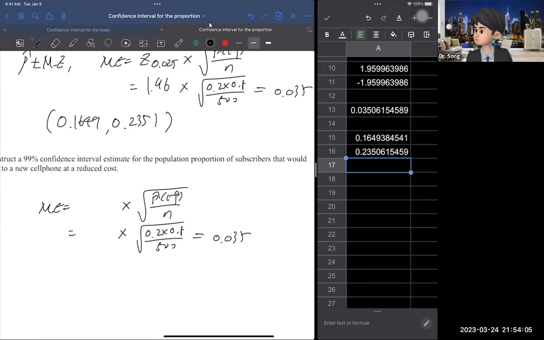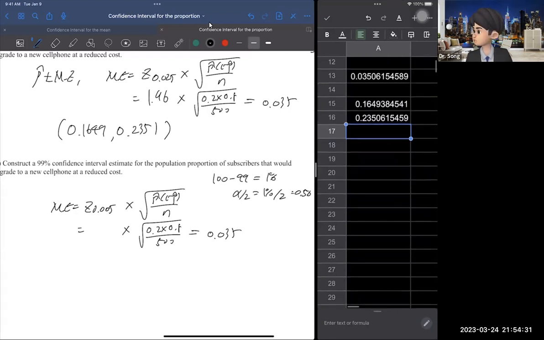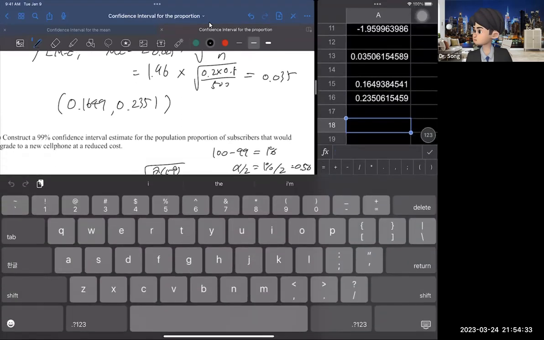So now with 99%, we have z.005. Why is it 0.005? 100 minus 99% is 1%, and you divide it by 2. So 1% divided by 2, that's alpha over 2, is 0.5%. That's why it's 0.005. Again, if this part is not clear, then you need to study the sampling distribution. Let me find this z critical value.